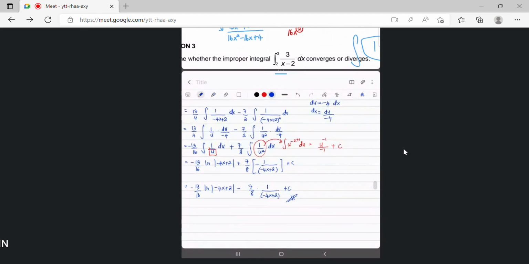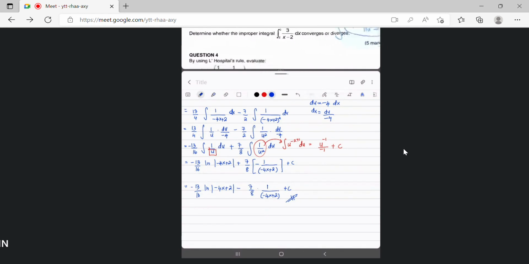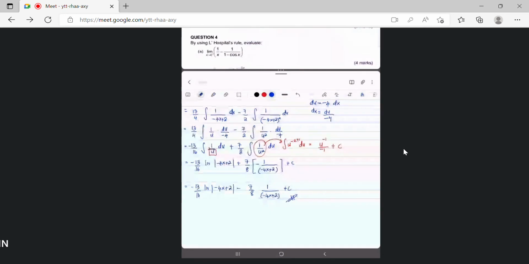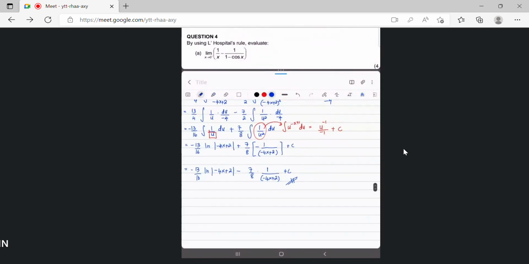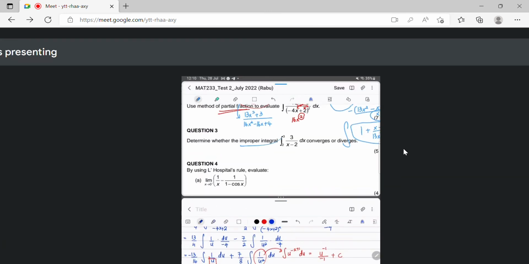So nampak dia punya common mistake tu dekat mana? Okay. Baru dua ni. Kita kena speed sikit. Okay, so the next one, question number 3. Determine whether the improper integral 3 over x minus 2 dx converge or diverge. Okay, this is improper integral.